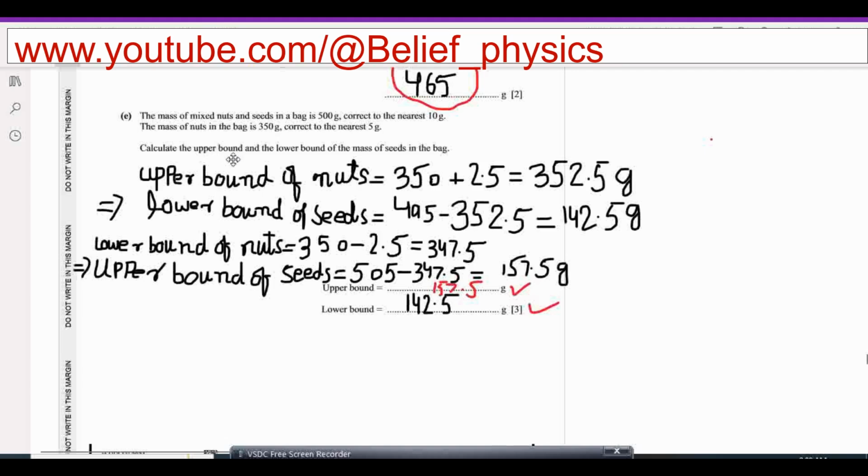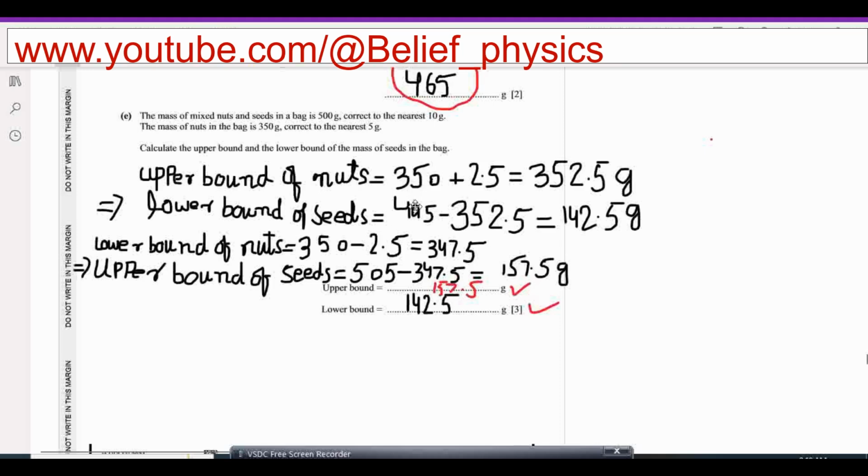Calculate the upper bound and lower bound of the mass of seeds. Nuts is given, but seed is not given. So first of all, we find the upper bound of the nuts. Upper bound of nuts is 350 plus half of 5. Half of 5 is 2.5. So the upper bound is 350 plus 2.5, so it will be equal to 352.5 gram.